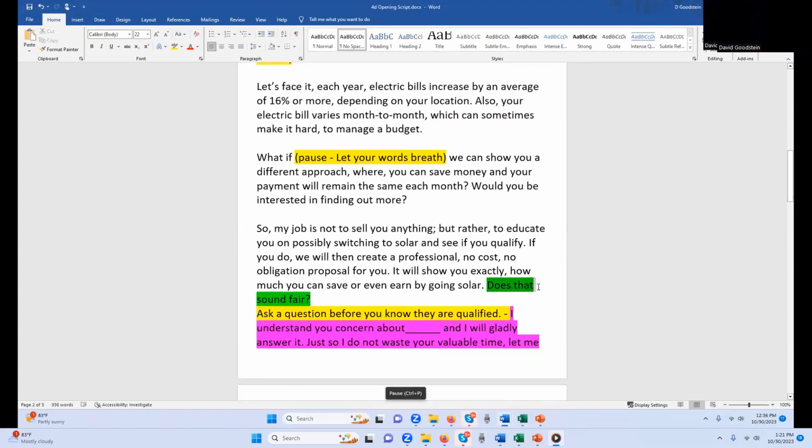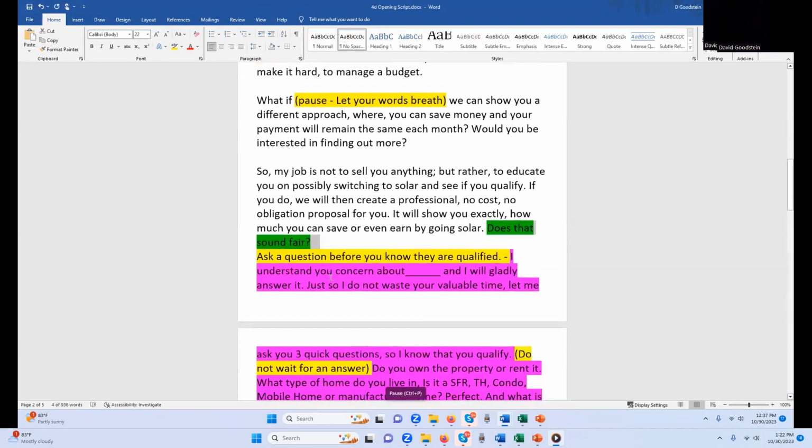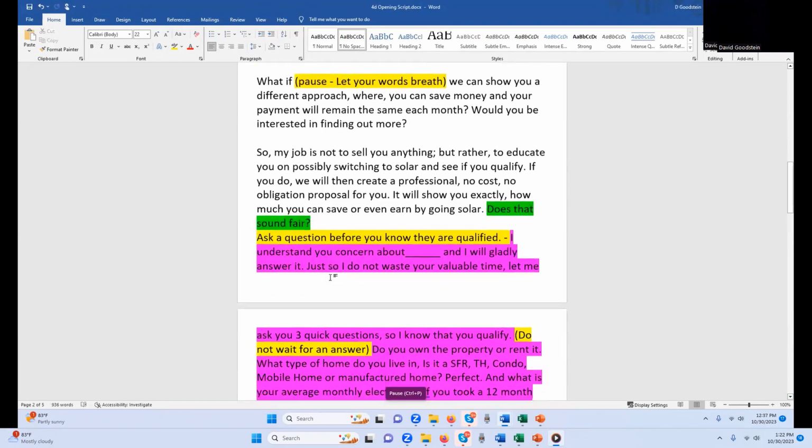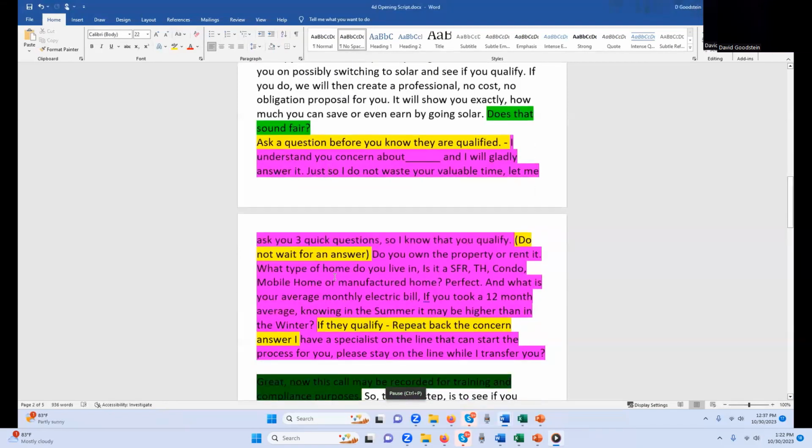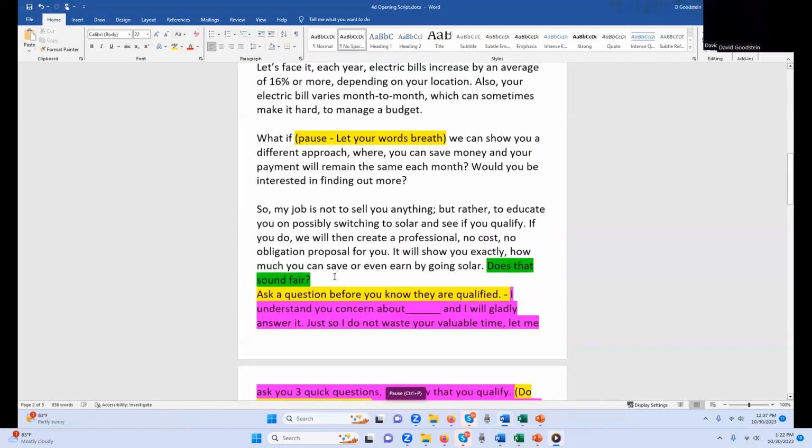You'll see a few of these. These are called tie downs. They're in green. They are part of the script and must be said. It is mandatory that you say them. And then what you see in purple are built-in rebuttals. They're not necessarily part of the script. They're there because you're going to use them at that point in the script if a customer responds a certain way. If they don't, you don't use them. All right, so let's get through.